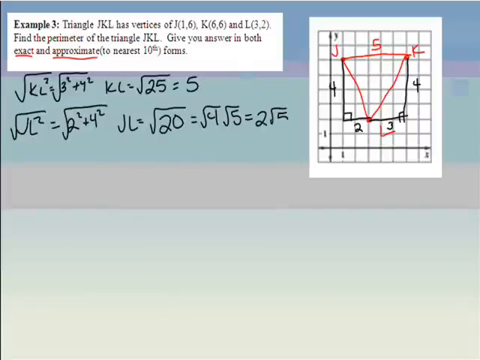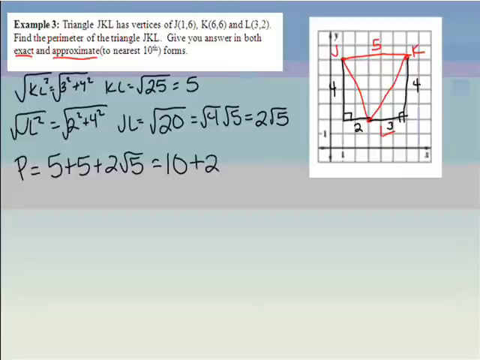So 2 radical 5. All right, so if I want to find my perimeter, I simply add up all the sides. So I add 5 plus 5 plus 2 radical 5. All right, in my exact form, I'm going to get 5 plus 5 is 10, but then I cannot add something without a radical to something with a radical, so I have to leave this as 2 radical 5. These are in units. So this is my exact answer. I know it's not pretty, and I know it makes you uncomfortable, but nonetheless, that is the exact perimeter of this triangle right here.